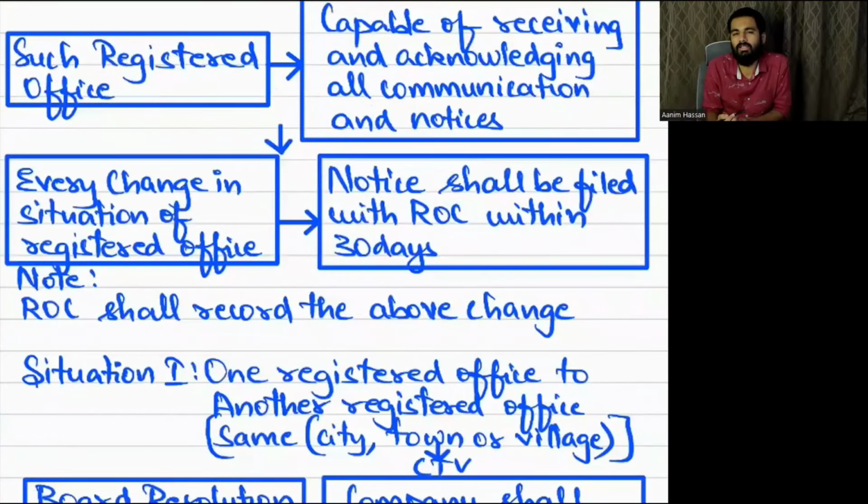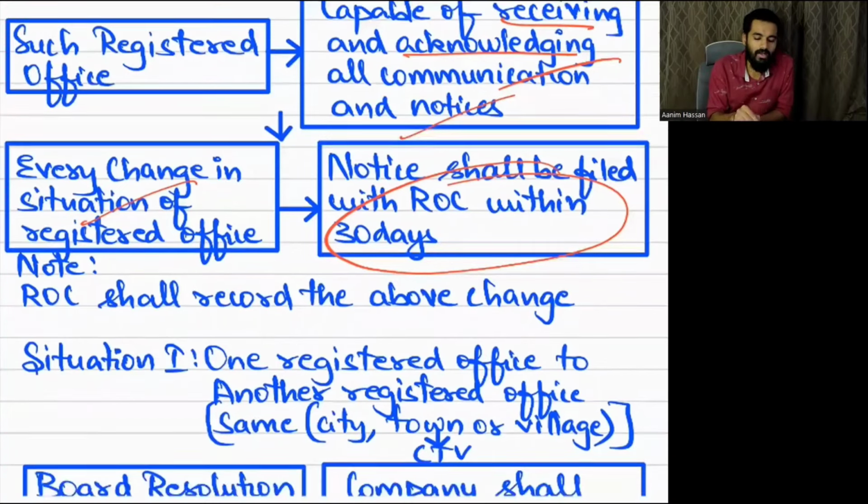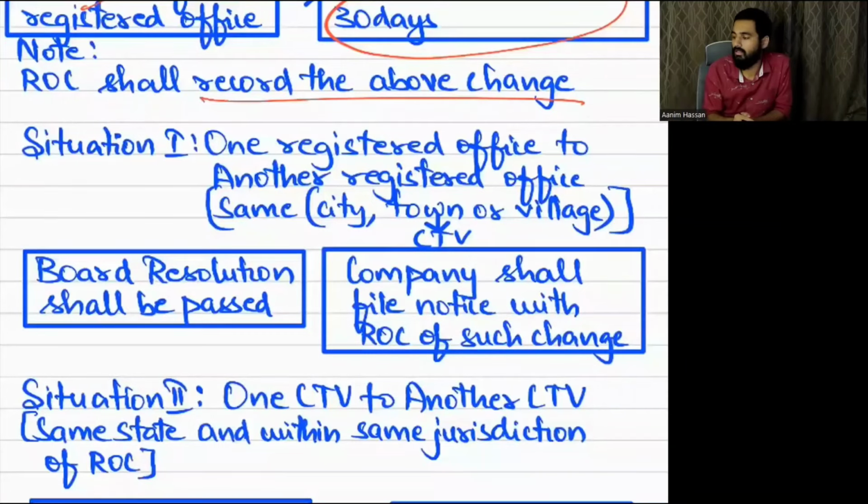So why do we need a registered office? So that we can receive or acknowledge all notices and communication. Yes or no? A company is not something where they can get all the information through a call. Of course, all those communications should be received through notices. Every change in the registered office, notice shall be filed with ROC within 30 days. Yes or no? Yes. And ROC will record this change.